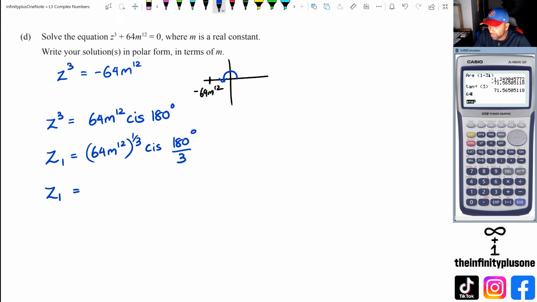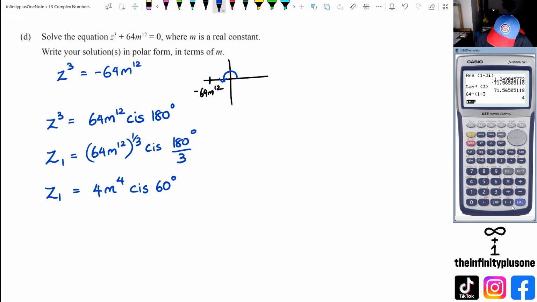So I'm going to go 64 to the power of 1/3, making sure that I put the brackets, and then I'm going to get 4m. 12 times a third is going to be 4m to the power of 4, and 180 divided by 3 is going to be 60 degrees. So this is my first root. At no point does the question say write this in radians. It just says write your solutions in polar form in terms of m, which we're doing here.